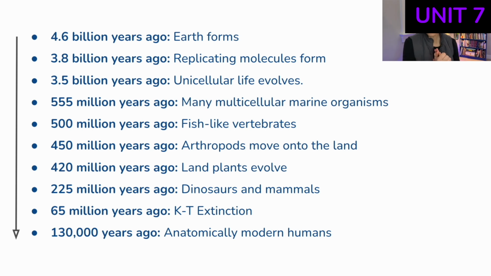And then 225 million years ago, we have dinosaurs and mammals on Earth, and 65 million years ago is when the KT extinction occurs, wiping out the dinosaurs on Earth. So they go extinct, and birds and mammals are able to survive. And then 130,000 years ago, we see the evidence of the first anatomically modern humans on planet Earth.